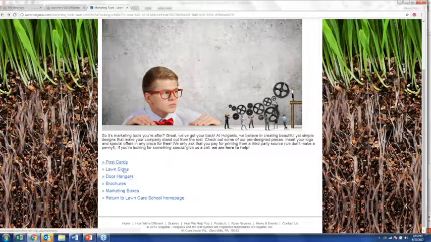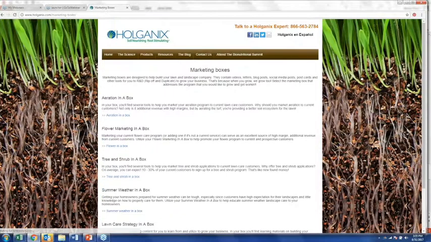I'm going to flip back one more time. There are some great brochures in here. There's a homeowner brochure that hopefully you saw at the Bio Summit. And then this last place that's so helpful, I think, is these marketing boxes. And Kate has really worked hard in creating these. So if you were creating a tree and shrub program, here's all the stuff that you could use in a tree and shrub program.